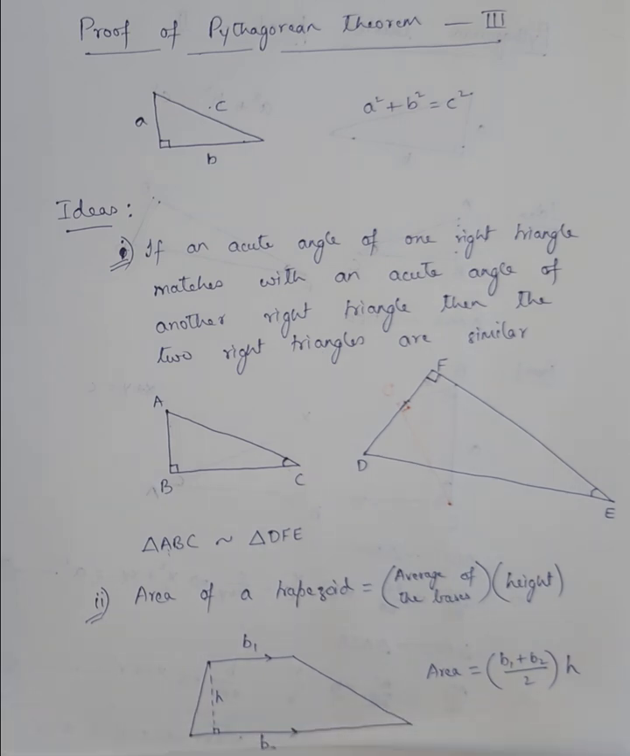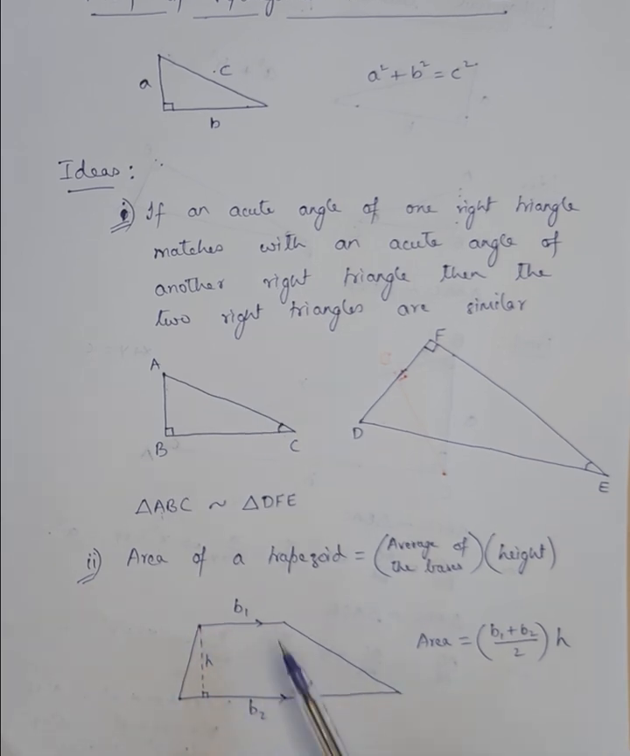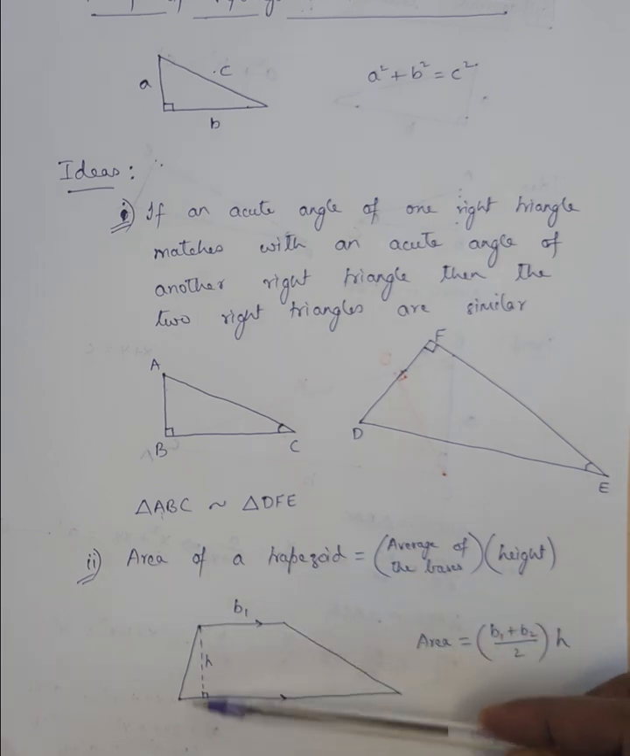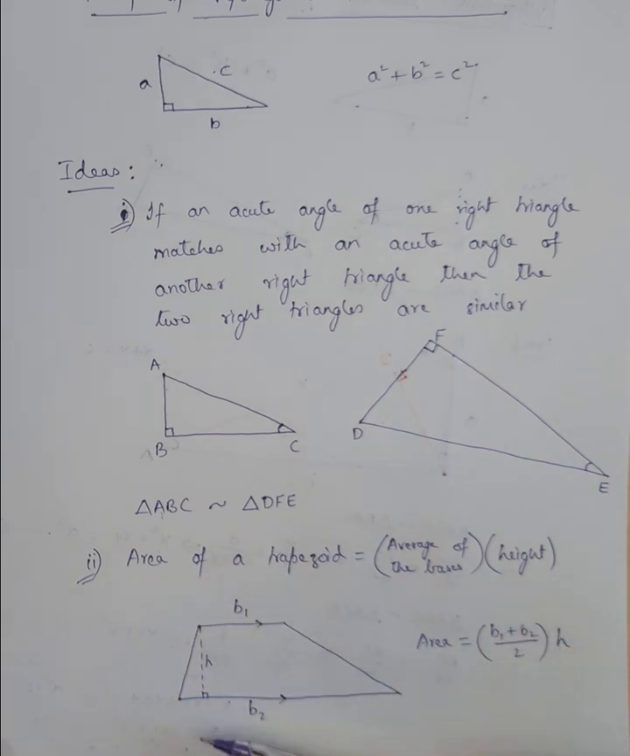And the other idea is that of a trapezoid's area. Now, what is the area of a trapezoid? First of all, what is a trapezoid? A trapezoid is a quadrilateral, meaning it has four sides, in which one pair of sides are parallel, and that's all we have. The side lengths don't have to be equal. If one side is B1 and another parallel side is B2, these are called the bases. And if you have two parallel lines, you can talk about the distance between them. The distance is always the same, and that's what we call the height of the trapezoid.